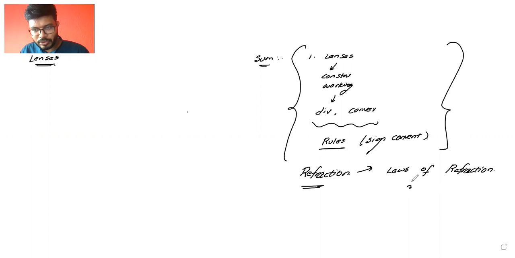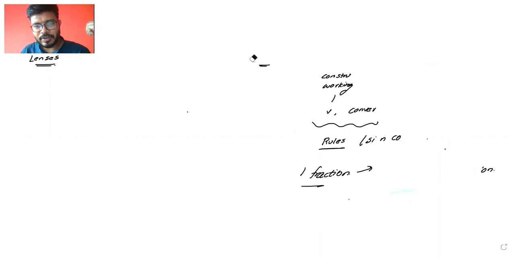In these laws, there are two laws. We'll discuss those laws and we'll do some examples also. So this is the structure. Once we've gone through these two cases, after that, we are going to discuss ray diagrams. These are the summaries, the things which you are going to discuss today. So let's see one by one.